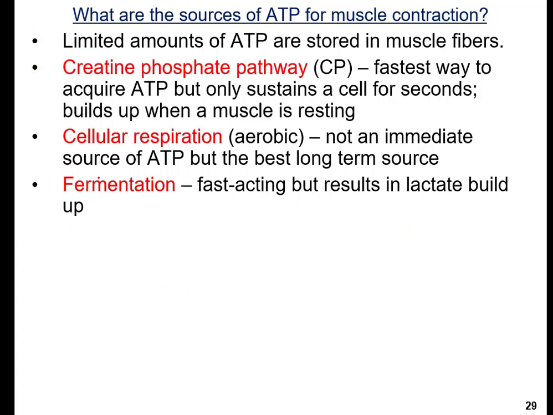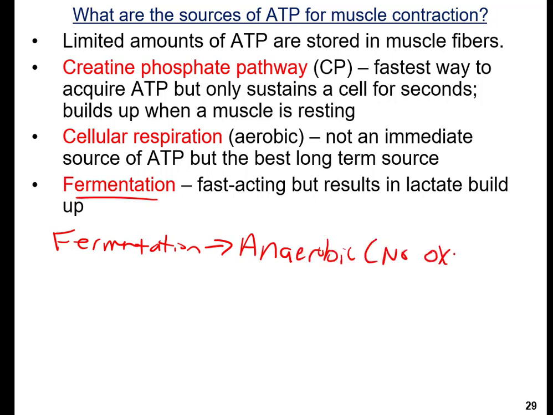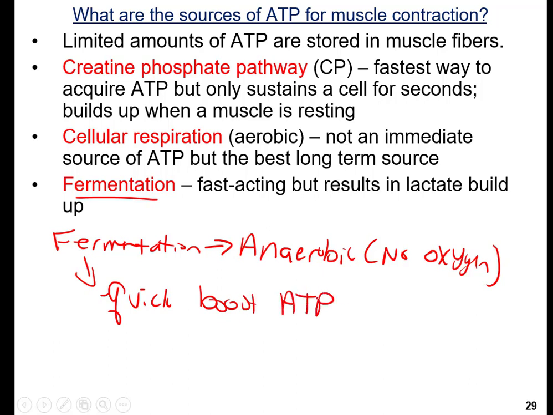The final way that you can make some ATP is through a process called fermentation. This process is an anaerobic process, meaning there's no oxygen needed. Now, during fermentation, again, this is going to give you a quick boost of ATP. So if you're doing something that requires a super quick boost and you've already used up your creatine phosphate, and cellular respiration is not fast enough, then your body will do fermentation.